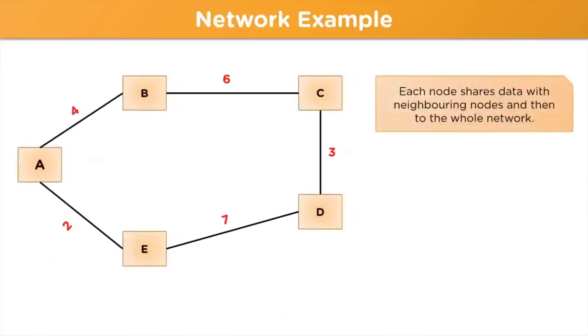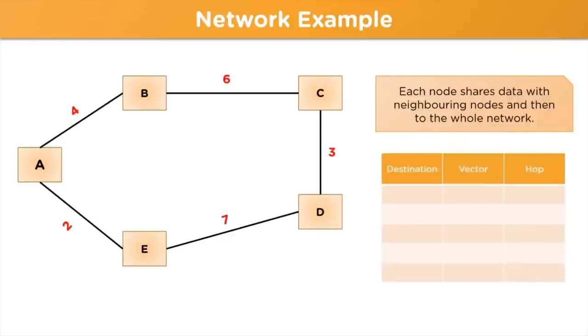In a network model, each node shares its vector data with its neighboring node at a regular interval, as there are various updates in the network model. This data is shared in the form of a routing table, where three different columns are used. First being the destination column, second the vector column, that is the distance node, and lastly the hop.